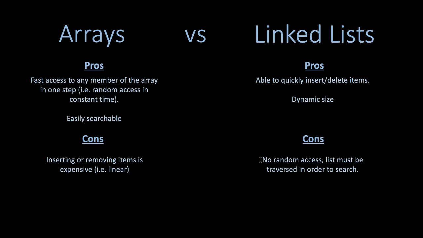Some of the cons are that you don't have that random access like you do with an array. So if you want to access item number 500 in a linked list of 1,000 items, you actually have to start at the beginning and go through each item in the list. So that obviously would take quite a while.